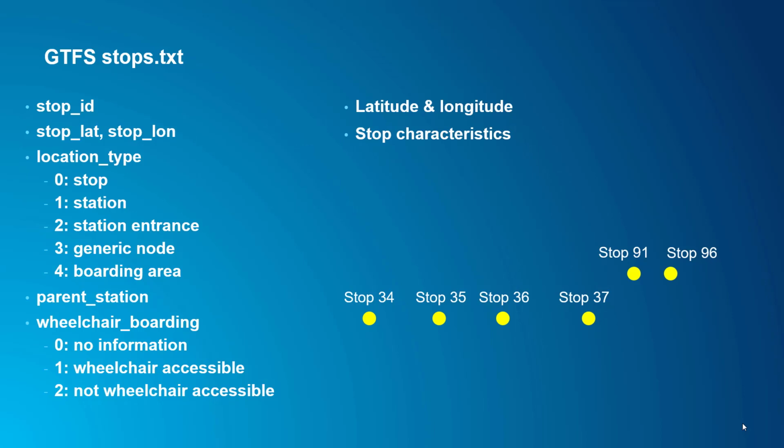The stops.txt file defines the transit stops. It includes the latitude and longitude of each stop, as well as some other useful information. I've listed here on the slide the most important fields in the stops.txt file. There are several other fields included in the stops.txt specification, but they aren't relevant for the current discussion, so I'm not going to talk about them. The stop ID field uniquely identifies the stop. Stop lat and stop lon define the latitude and longitude of the stop. Location type indicates whether this is an ordinary stop, a larger station, a station entrance, a boarding area, or some other generic node. If the stop is located inside a larger station, it might have the ID of the parent station. It might also include the wheelchair boarding field, indicating whether wheelchairs are able to board at that stop.